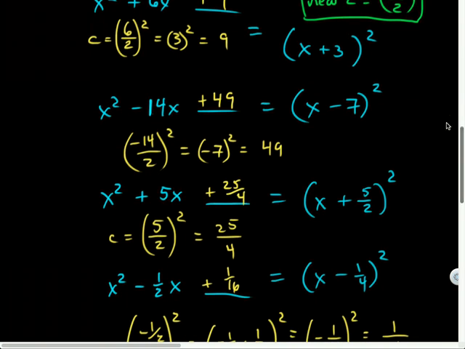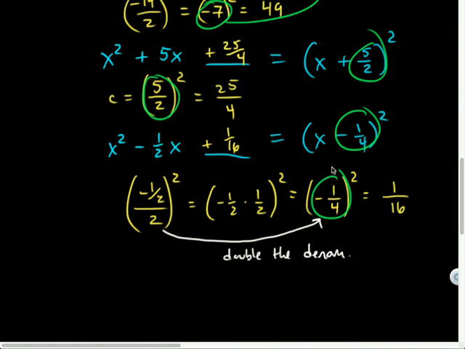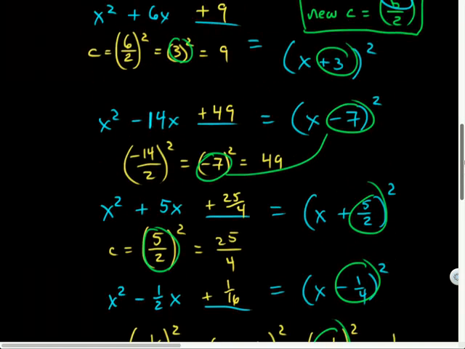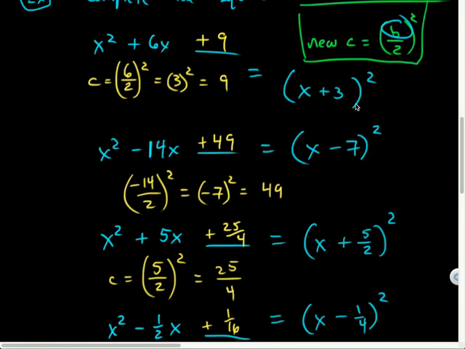The negative 7 inside. This negative 7? No, the other one. This negative 7? Yeah. Okay, let's see. Does that always work? 3 from 3, 5 halves from 5 halves, negative a quarter from negative a quarter. So that's the way that I actually find that when I factor it quickly. Good call.